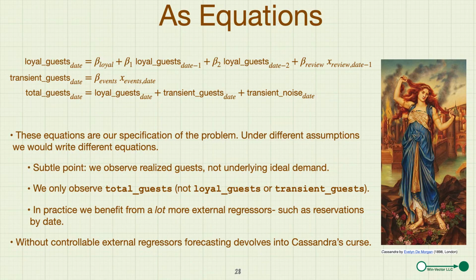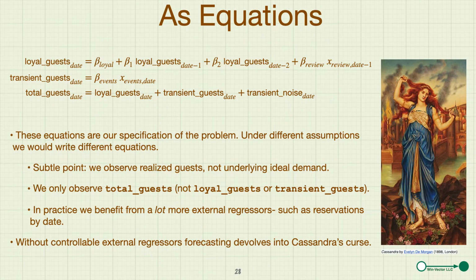Everything else is just an edit of these 3 lines. So we're saying that for a given date, there's a number of loyal guests. And we're going to model that, right or wrong, as a linear function. There's an expected number of loyal guests, that's beta loyal. There's a number of loyal guests as a function of the loyal guests yesterday. That's our first autoregressive factor. And it's also some function of the loyal guests 2 days ago. So this is an ARIMA-like equation.